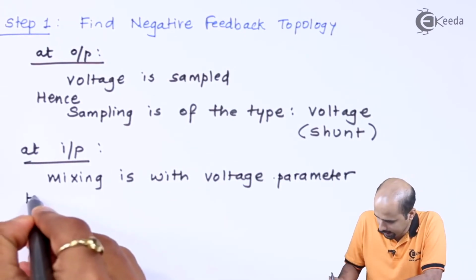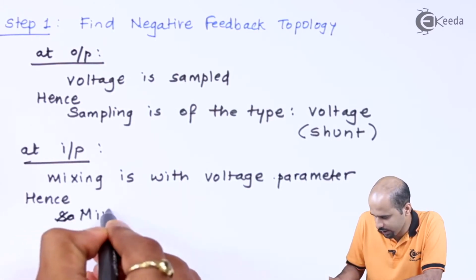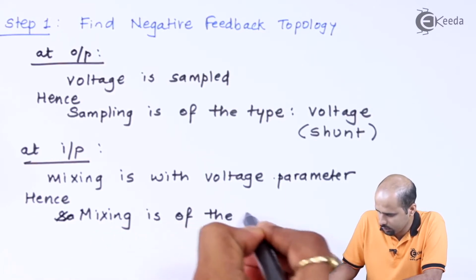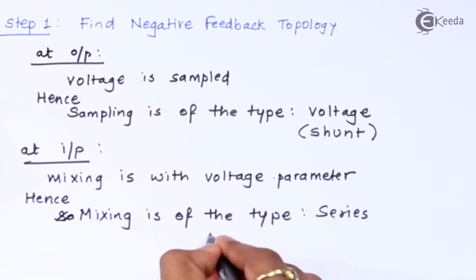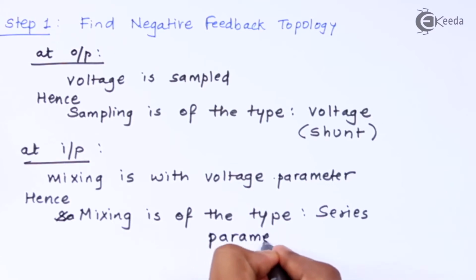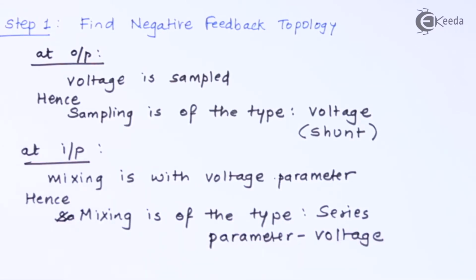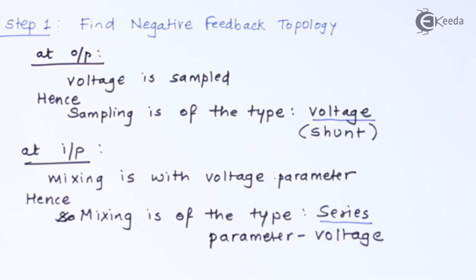So I can say that the mixing is of the type series mixing, and the parameter is voltage. From these two findings, the feedback topology is voltage series negative feedback. It is also called the series shunt negative feedback topology.